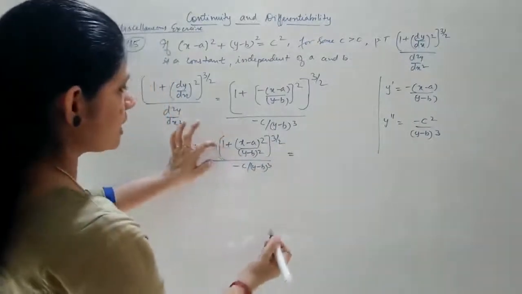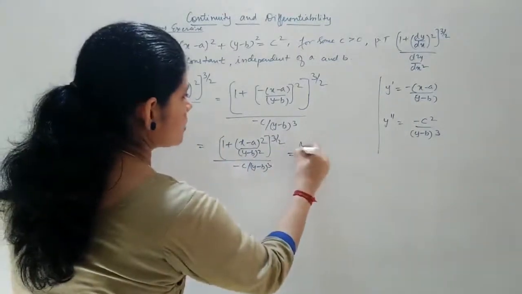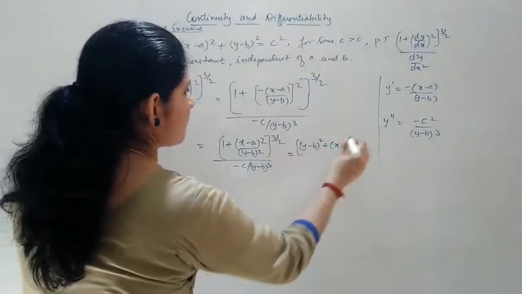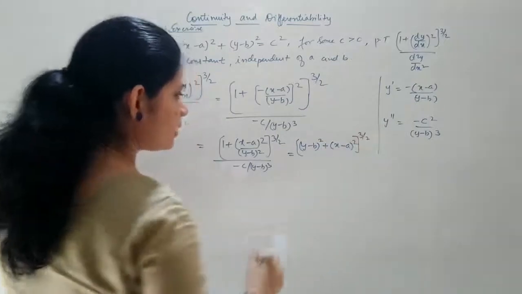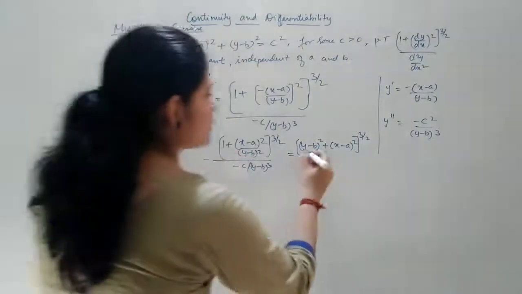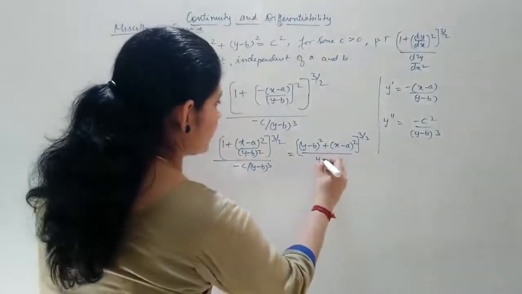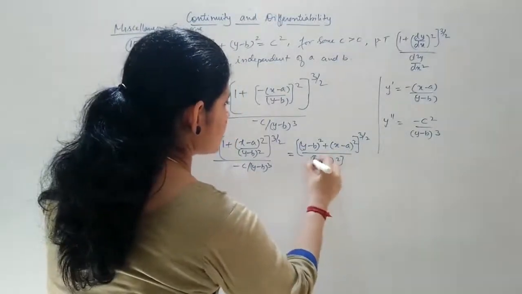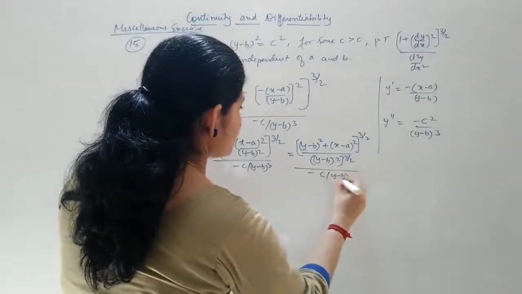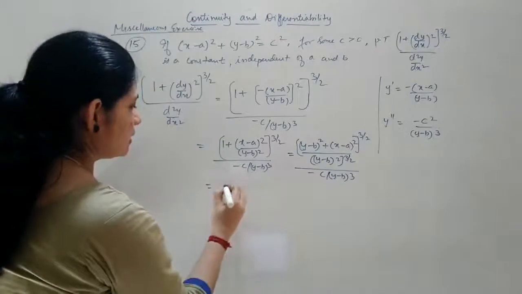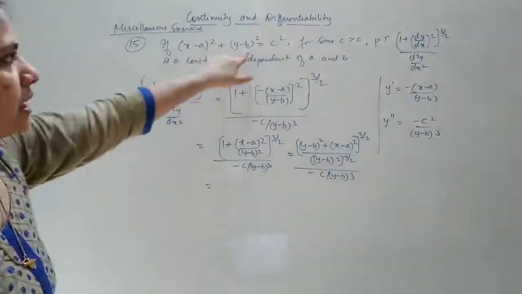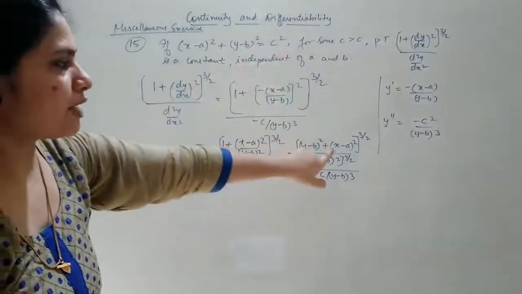Which is again equal to, here if you take the LCM, this will become (y minus b) the whole square plus (x minus a) the whole square. This one is having raised to 3 by 2 and the denominator is also having raised to 3 by 2. So the power of this denominator in the numerator becomes (y minus b) the whole square, the whole raised to 3 by 2, that is whole cube. And you have minus c square by (y minus b) the whole cube. And (y minus b) the whole square plus (x minus a) the whole square is given to be c square. Again we can replace that value with c square.